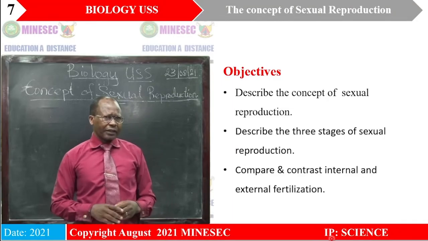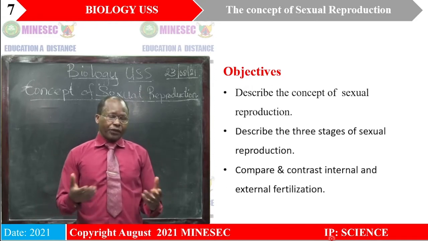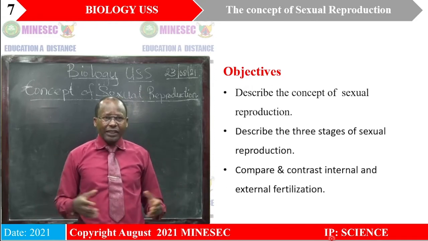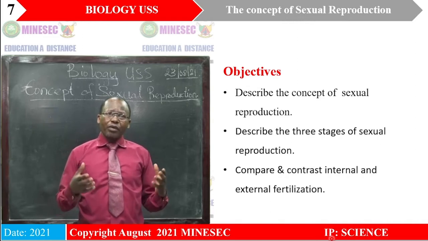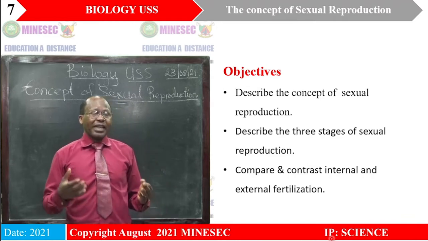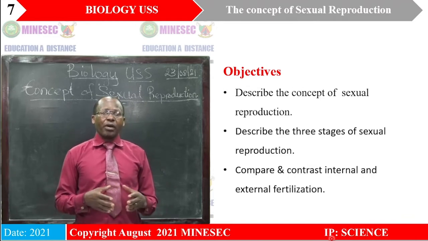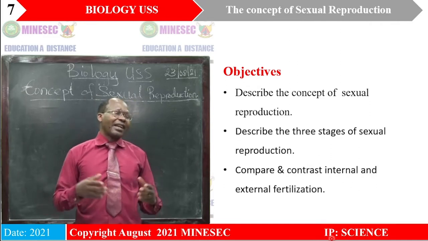I hope you got it. But what actually do we want to achieve from this lesson? By the end of this lesson, we should be able to describe the concept of asexual reproduction and at least three stages of sexual reproduction. We should be able to compare and contrast internal and external fertilization.